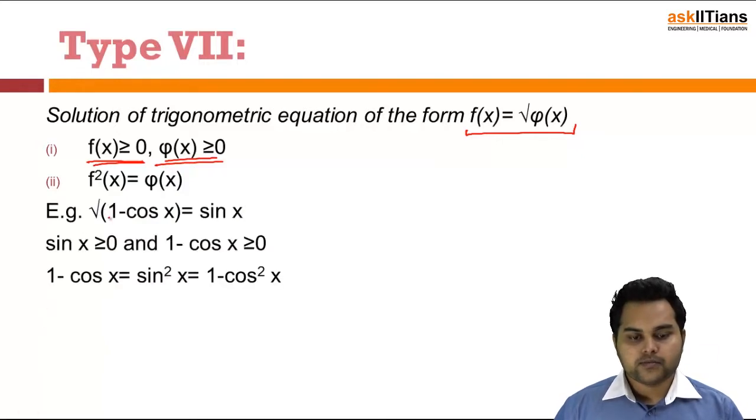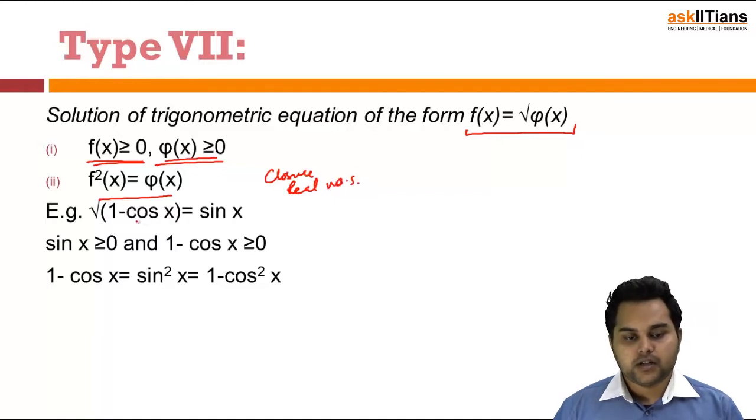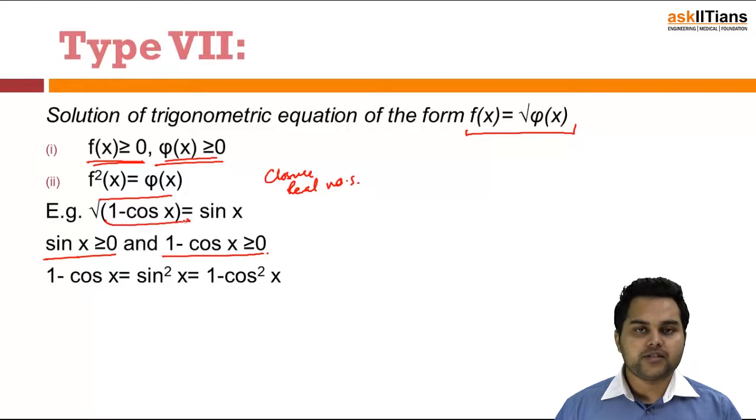Root over 1 minus cos x is equal to sin x. Now for this to belong to the real set, because of the closure property, these will be belonging to real numbers. Hence, both of these have to be possible, that is, this value cannot be negative. If 1 minus cos x is negative, there will be a root over it, and hence sin x would be imaginary. So I cannot have it as negative, so both the values have to be greater than or equal to 0.